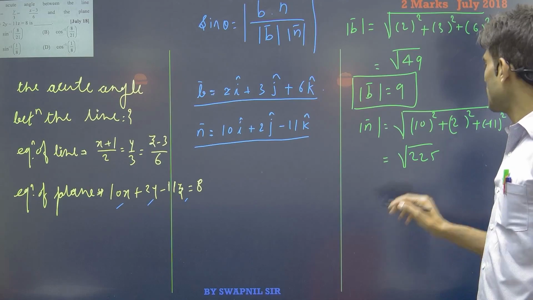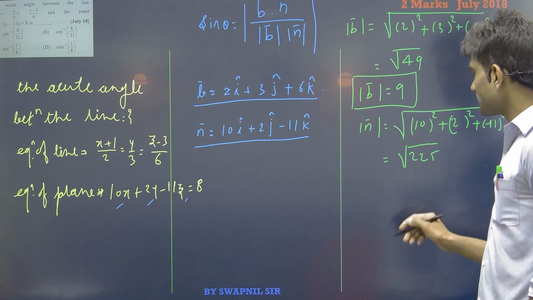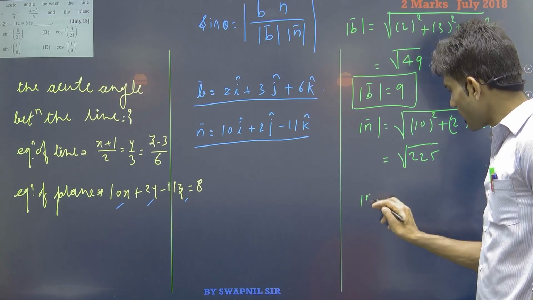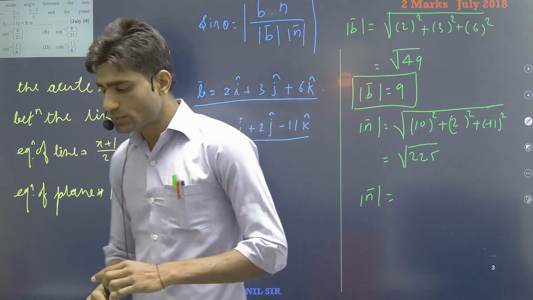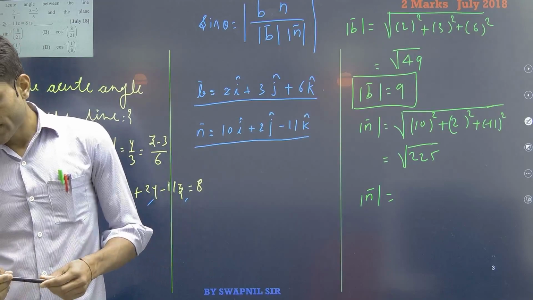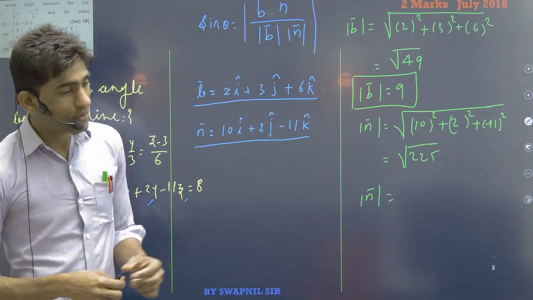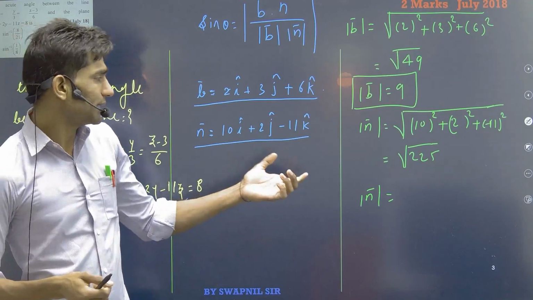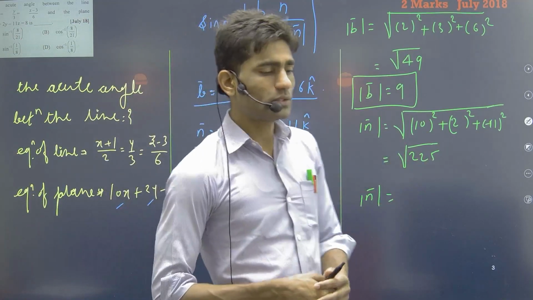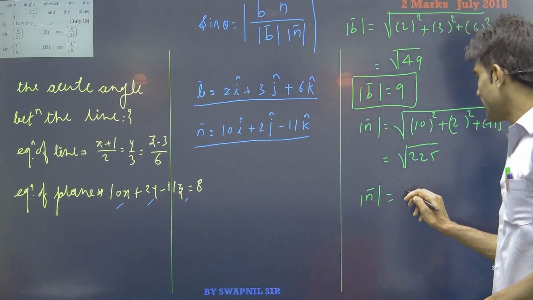This goes to the square root of 225. The modulus of n bar is equal to the square root of 225, and we know that 225 is a perfect square of 15. So we can write the modulus of n bar directly as 15.